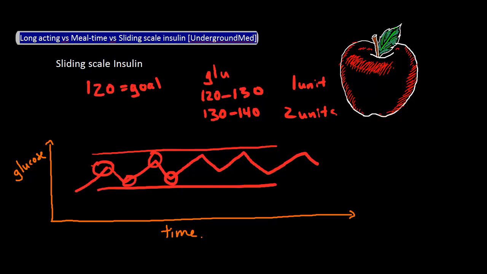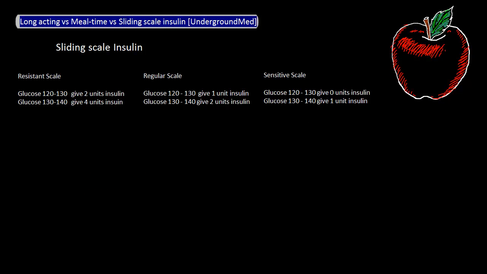Now, a few more points. Different patients respond differently to insulin, so there are different insulin sliding scales, some more sensitive and some more resistant. For example, for a more resistant sliding scale, if your patient's glucose level is between 120 and 130, you give 2 units of insulin instead of 1 unit of insulin as you would in a regular scale. Something that I used to get confused about was if you could give mealtime insulin and sliding scale insulin at the same time. The answer is, of course you can.